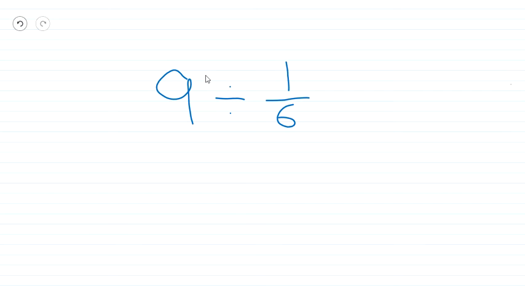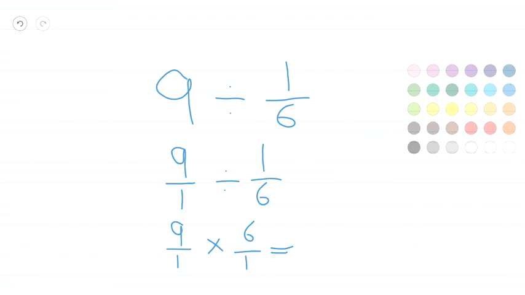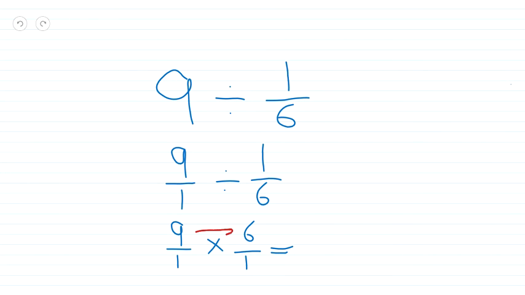So let's rewrite that. So we have 9/1 divided by 1/6. Next, we move on to our keep, change, flip technique. So we keep 9/1. We change from division to multiplication. Then we flip 1/6 and it becomes 6/1. Put our equal sign. Then we multiply straight across. 9 times 6, 1 times 1.